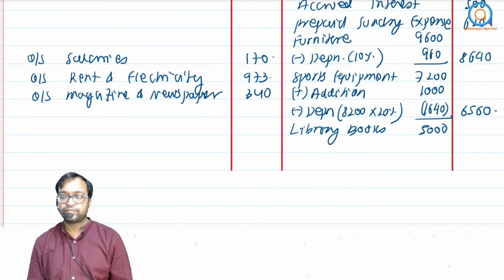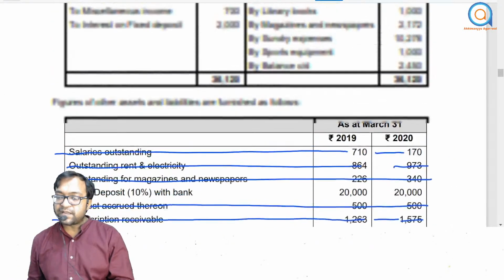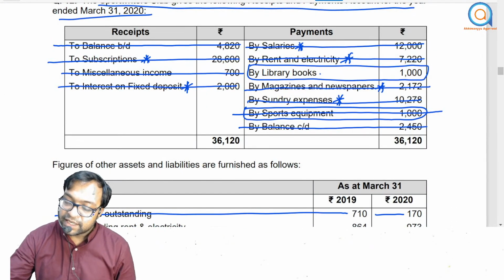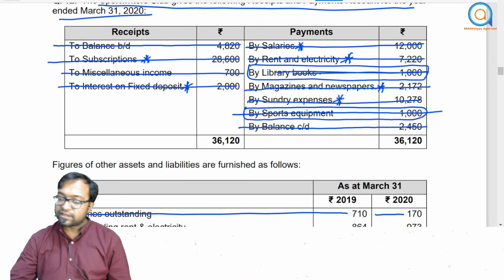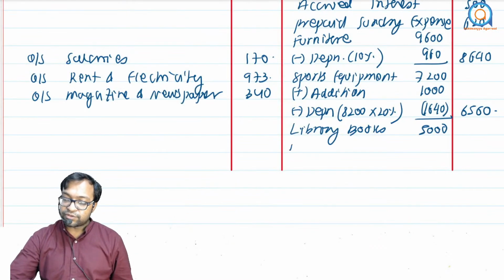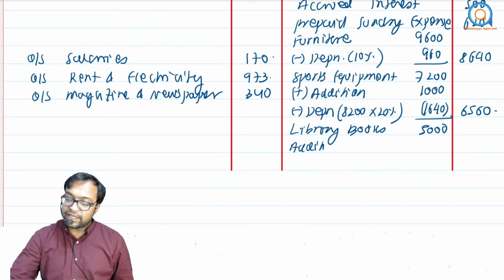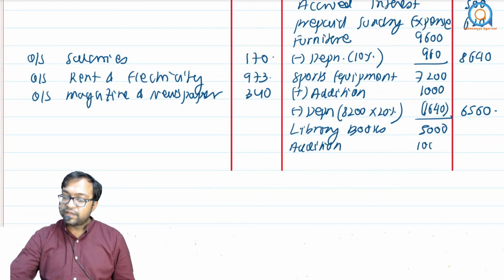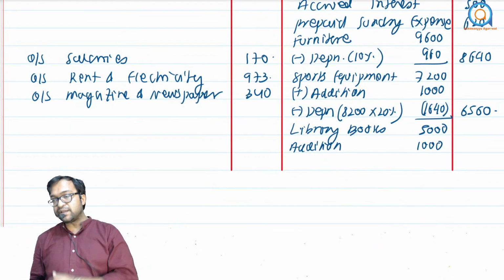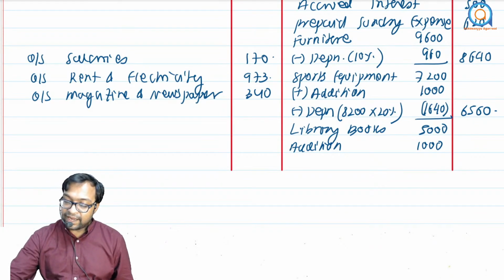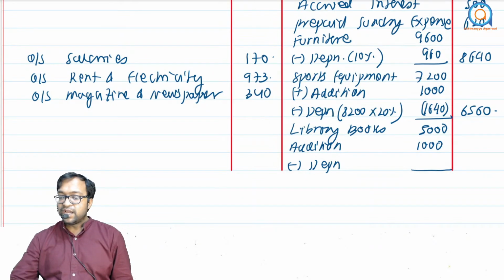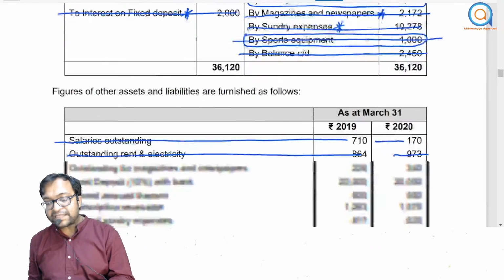Yes, sir. Now in receipts and payments, you have seen there is an addition of 1,000. So in the closing balance sheet, you should show that there is an addition of 1,000 during the year. Means your library books are now worth 6,000. At the end of the year, you will show depreciation. I don't know how much depreciation, but ultimately the closing balance is given.